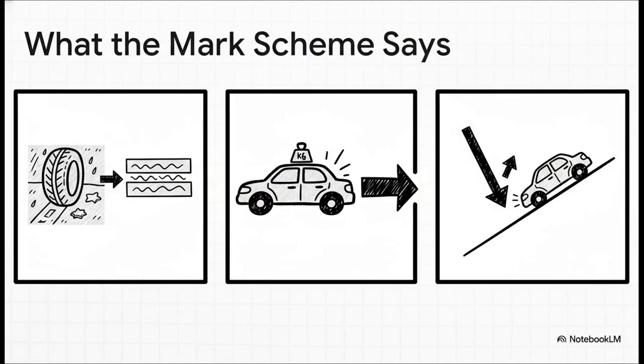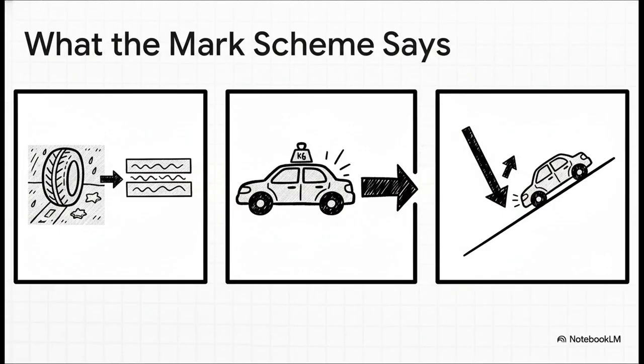And here it is, the secret recipe, straight from the official mark scheme. To get full marks, you need a perfect pair, a valid factor and the scientific reason behind it. So for example, you could say poor road conditions or worn out tires. That's your first mark. For the second mark, you have to explain why. And the key phrase is "because of decreased friction."